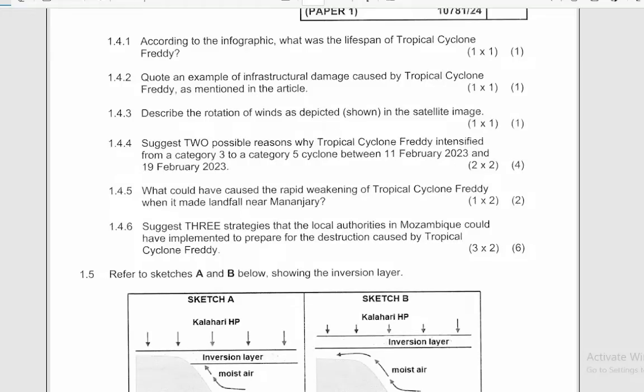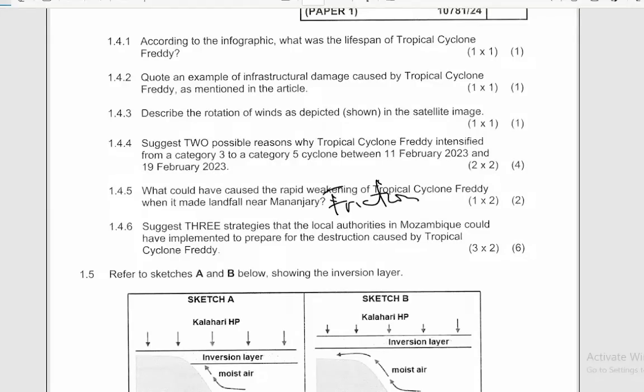The system can intensify. The circulation can be effective over water, but as it gets over land, there is frictional drag that is going to happen. There is friction, and that friction has the effect of reducing the intensity and weakening the cyclone. So friction can be one reason. We explain it in detail.